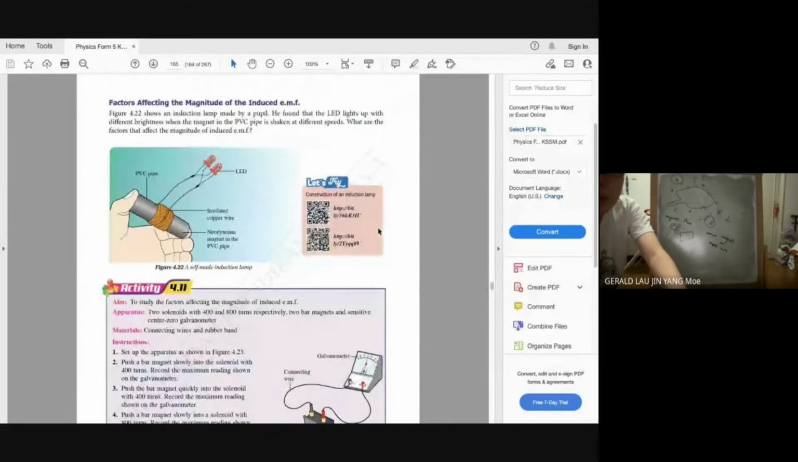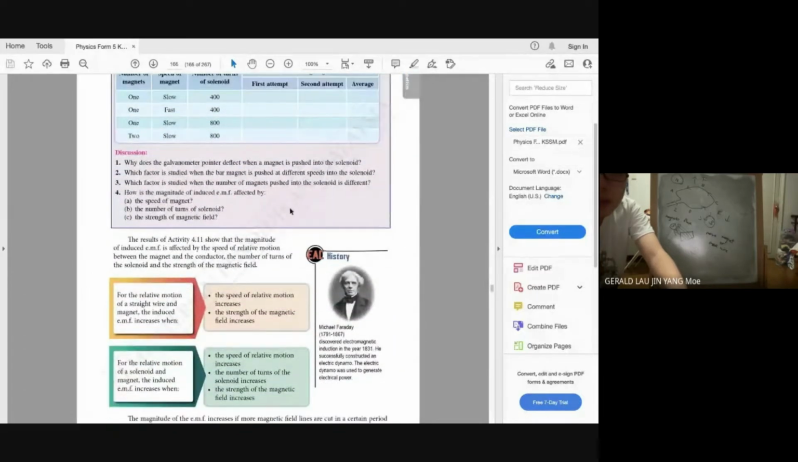Okay, now we look at the factors. So it's the same thing, the factor. So you see, relative motion of a straight wire and also a magnet. Induced EMF increases when speed of relative motion increases. When I increase the speed of relative motion, okay, I increase the speed of the wire, the EMF induced current produced will be larger, and the strength of the magnetic field also increases. Okay, because remember, you have your force, you have your magnetic field, and then you have your current. Okay, so when you increase one of it, it will increase the others.